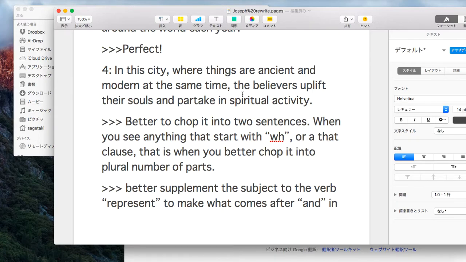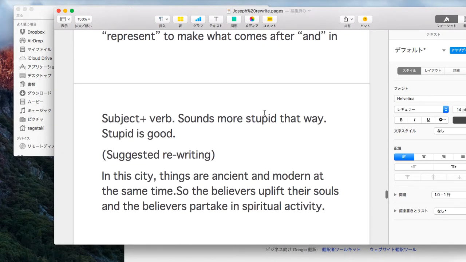So the believers uplift their souls and the believers partake in spiritual activity. What about the repetition? You remember? You don't have to worry about the repetition. So you sound stupid. That's totally fine. So what I would suggest that this sentence be rewritten is: in this city, things are ancient and modern at the same time. So the believers uplift their souls, and the believers partake in spiritual activities.